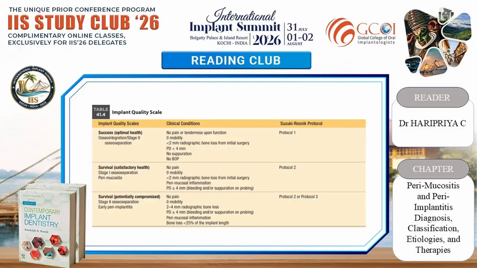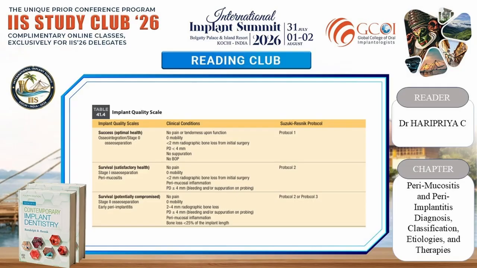Now, this is a tabular column of the implant quality scale, with the implant quality scale, clinical condition, and Suzuki-Resnick protocol. In the implant quality scale, first is success or optimum health, with osseointegration or stage 0 osseoseparation. Clinical conditions are no pain or tenderness upon function, zero mobility, less than 2 mm radiographic bone loss from initial surgery, probing depth less than 4 mm, no separation or no bleeding on probing. The Suzuki-Resnick protocol is protocol number 1.